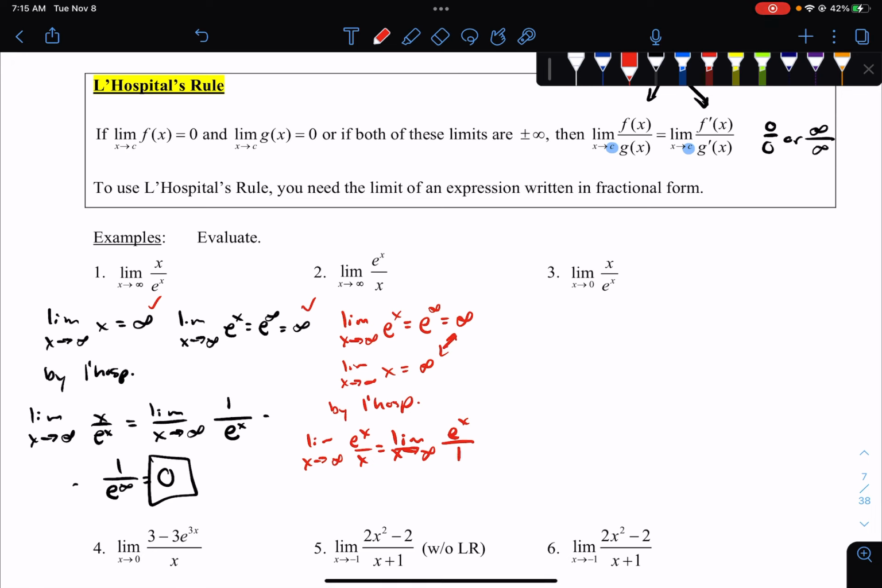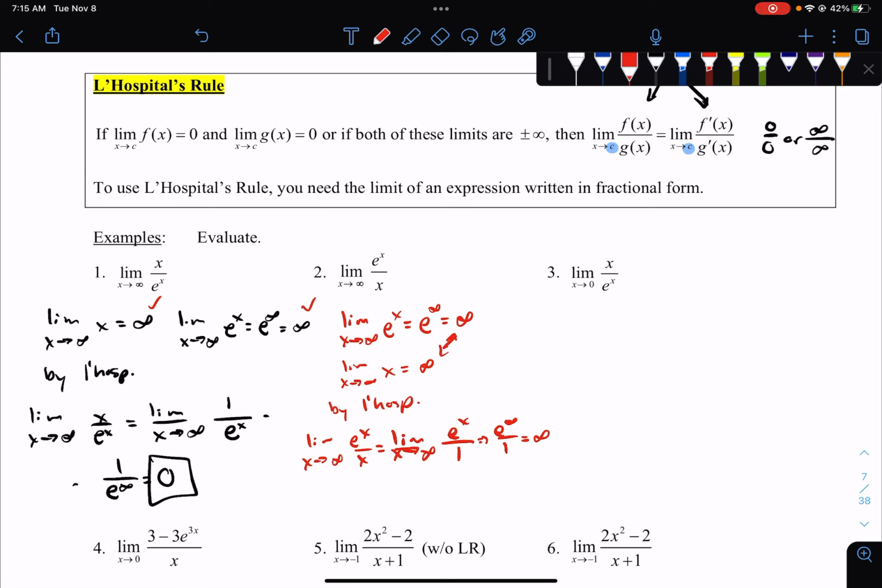Does this make sense, right? So now when I directly plug it in, my limit is now just e to the infinity over 1, which, depending on who you're talking to, because it's going to infinity, you can say it does not exist, or you can say that it's going to infinity, all right?